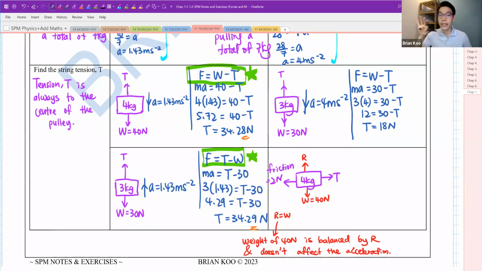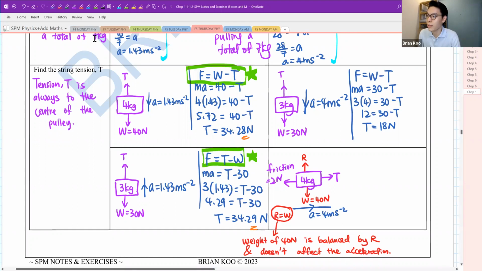So the R and the W are kind of in their own world. It doesn't affect the acceleration of it going to the right side. The weight of 40 Newton is already balanced by the normal reaction R. If you want to know what that value is, it is also 40 Newton. Balance, right? It has to be the same. So just ignore the R and the W. If you don't draw that in this question, it won't affect.